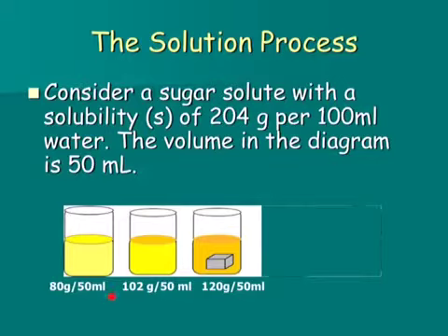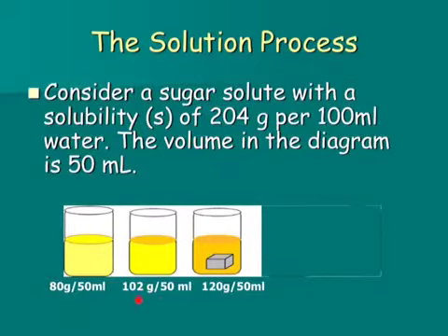So in this beaker, you'll see that there's 80 grams. Well, that's a lot less than 204. And so if this was 100 milliliters of water, we double that. So that's 160 grams for 100 milliliters of water. So we have a name for that, and we call that unsaturated.